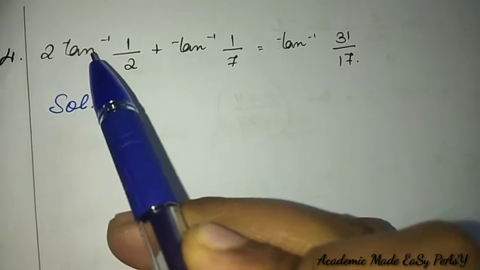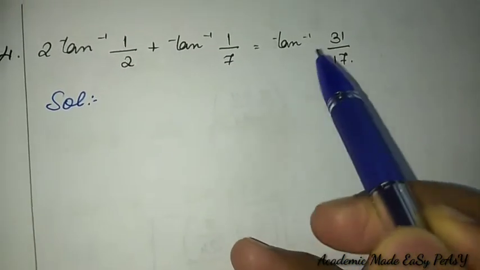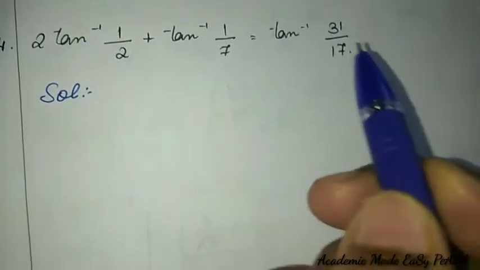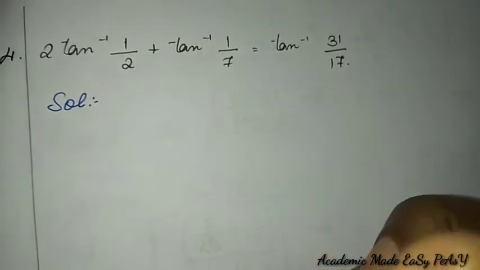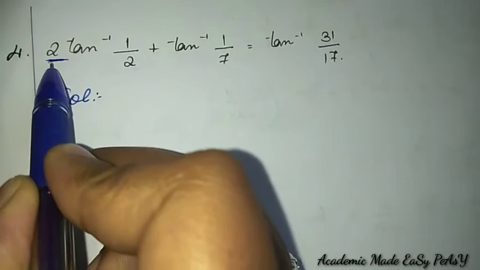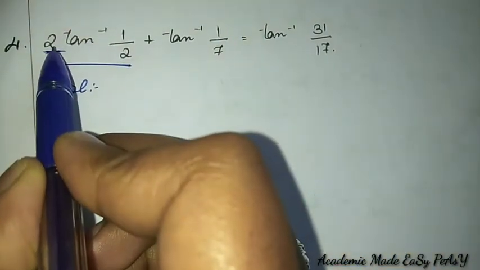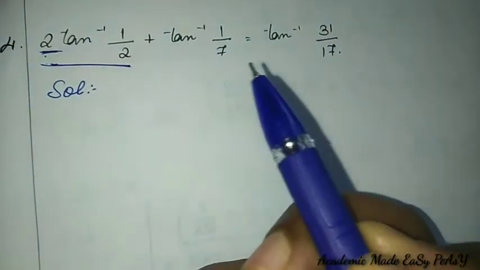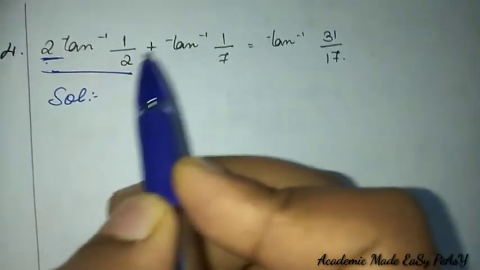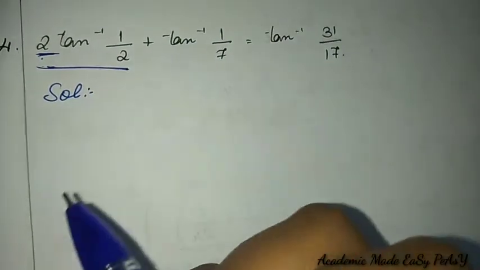Question 4. 2 tan inverse 1 by 2 plus tan inverse 1 by 7 is equal to tan inverse 31 by 17. Even this is similar to the previous sum, but there is a slight change in it. So you have to check the coefficient also. Coefficient here is 2, no? So it is just similar to 2 tan inverse x. So if we have tan inverse alone, then we can apply the direct formula. If not, we have to convert it, then only we can apply the formula.